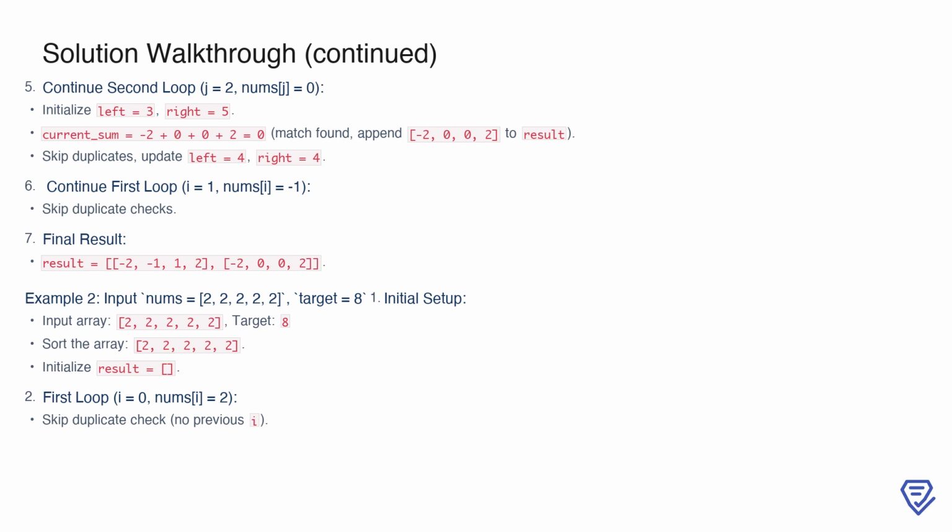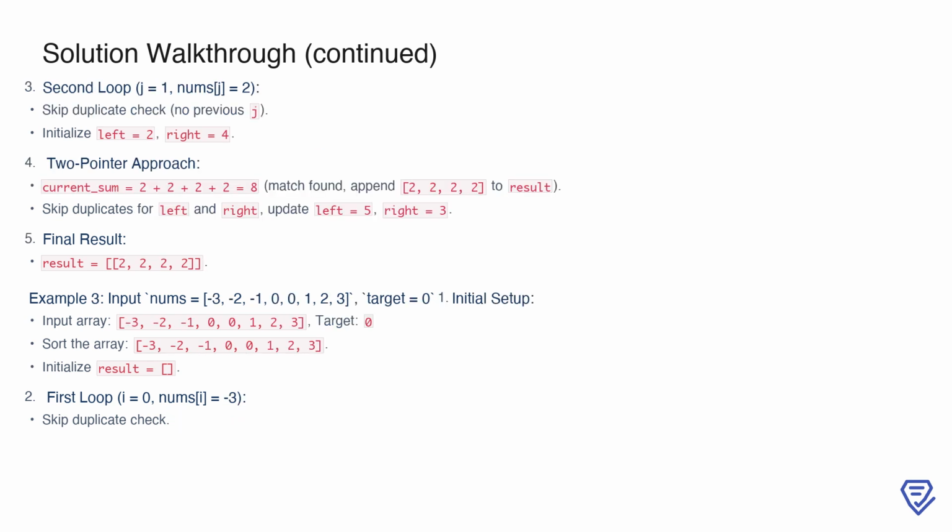After sorting, the array remains 2, 2, 2, 2, 2. We initialize an empty result list and set i equals 0, which corresponds to 2. Since there's no previous i, we skip the duplicate check and proceed to the second loop. In the second loop, we set j equals 1, which also corresponds to 2. Again, there's no previous j, so we skip the duplicate check.